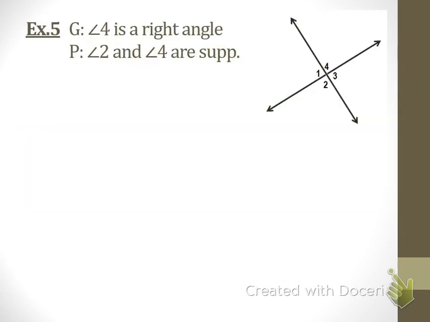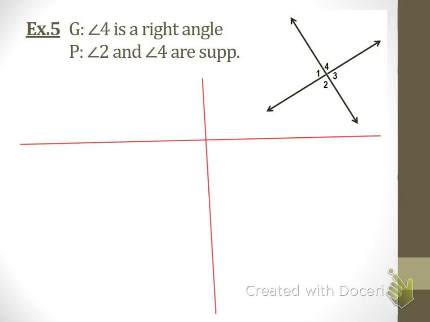All right, example 5. Here's my chart. My first step is to say what? Good. Angle 4 is a right angle. How do I know that? It is given to me.